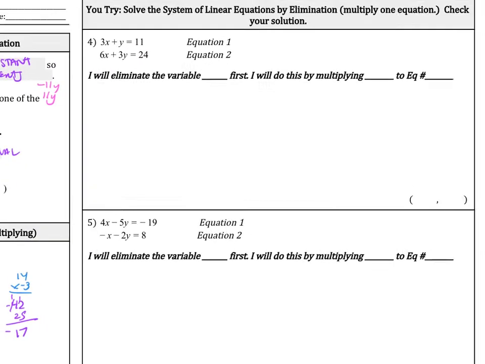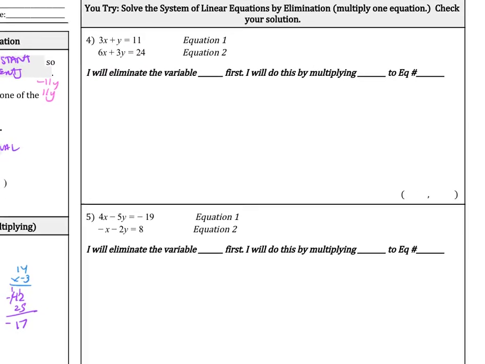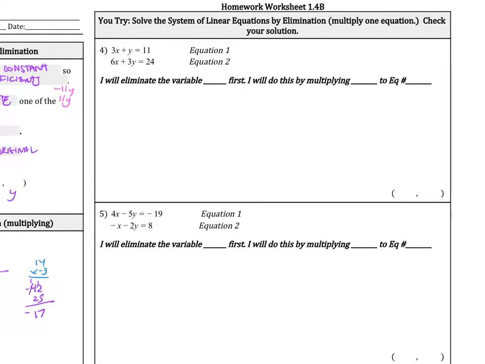So I want you to go ahead and try these examples here. Now, number 4, to help you out, you can choose whichever variable you want. Either one works, either the x's or the y's, because we only have to multiply one equation. We could make the x's to be a 6x and a negative 6x, or we could make the y to be a 3y and a negative 3y. So you decide. Pause the video and try it out.